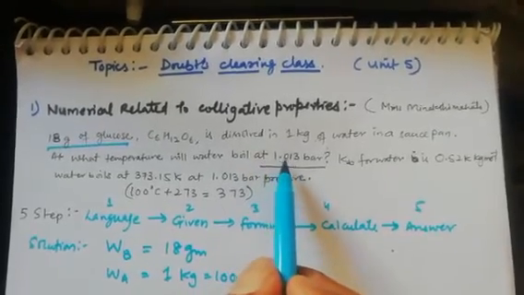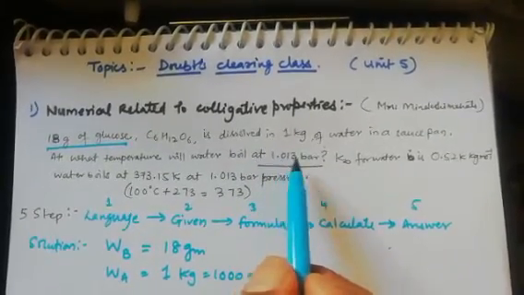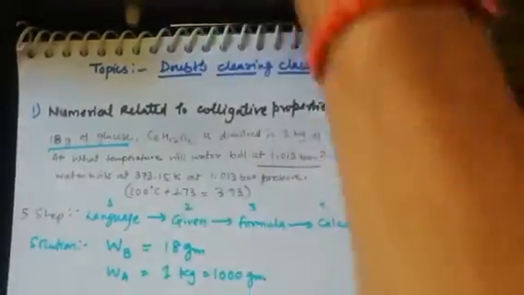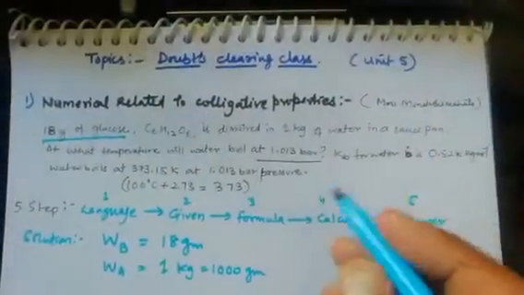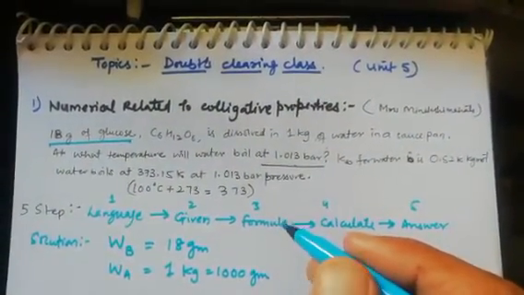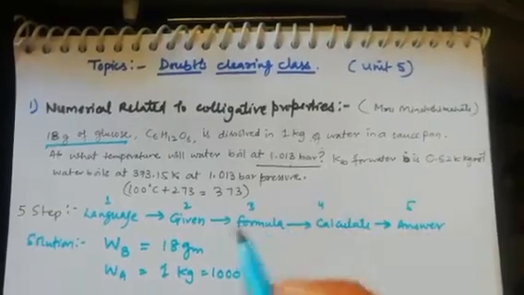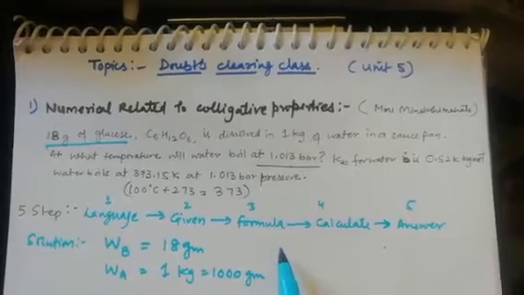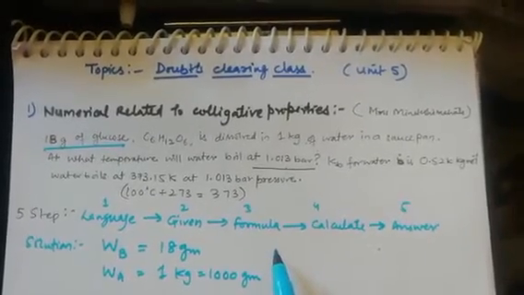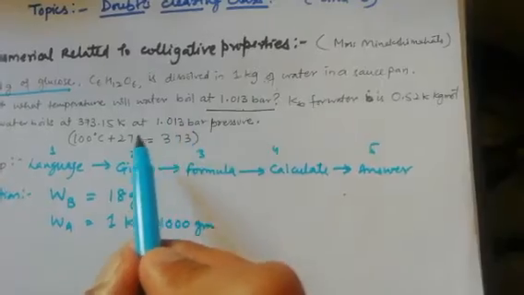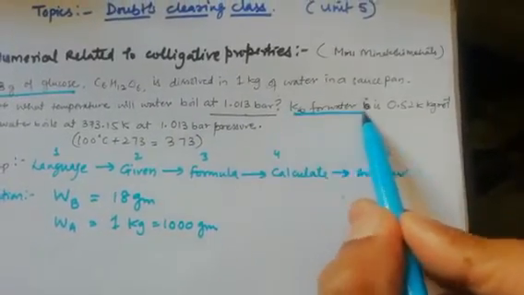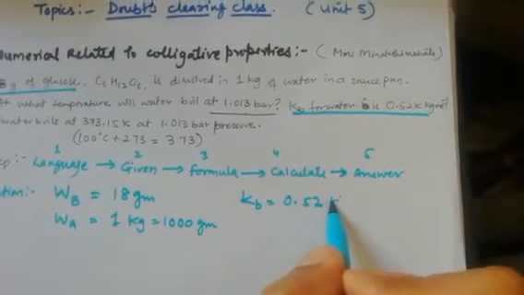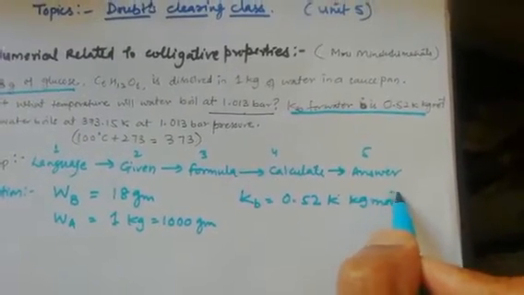At 1.013 bar, it is the pressure. Then the given water boils at 373. 373 is the boiling point of water. Next, what is given here? It is the value of Kb. So we get Kb is equal to 0.52 Kelvin kilogram mole inverse.